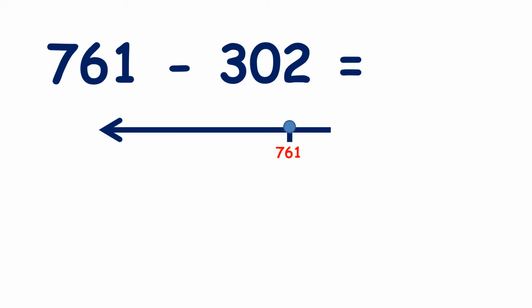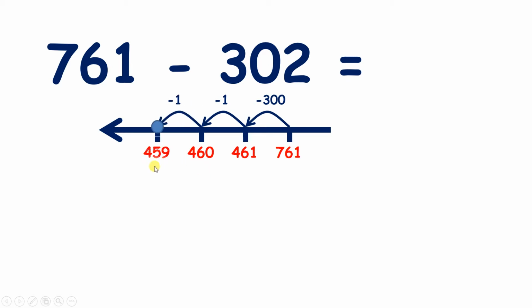Now we have 761 minus 302. So if we're on 761, we have 7 hundreds, and if we subtract 3 hundreds, that leaves us with 461. Now we need to subtract 2 units. So subtracting 1 gives us 460, and then subtracting another 1 gives us 459. So we've subtracted 2 units, and our answer is 459.